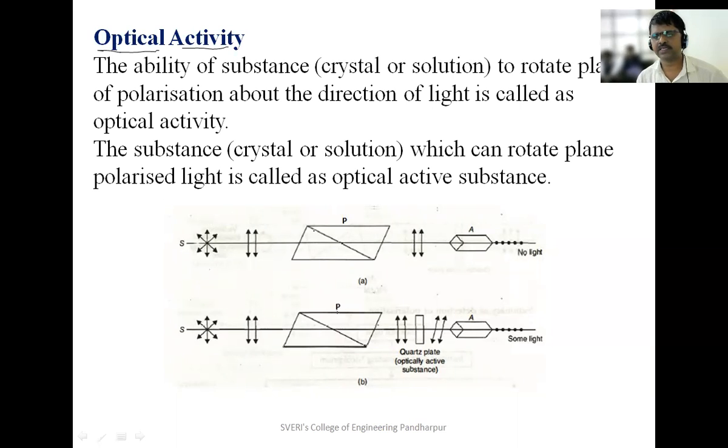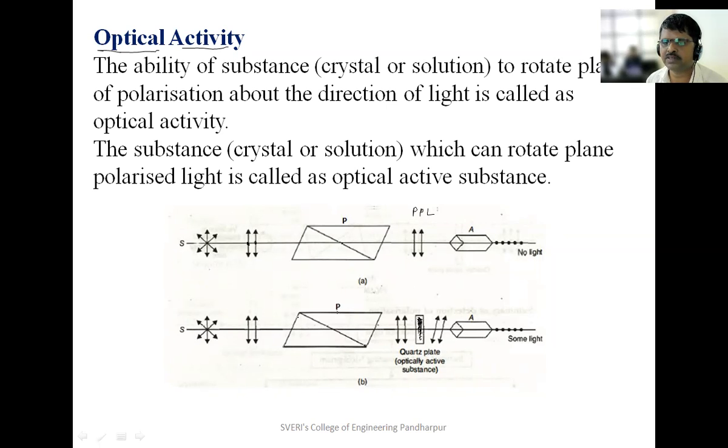Okay, listen please. This is unpolarized light. When unpolarized light passes through the polarizer, we get plane polarized light, the PPL. This plane polarized light then passes through this optical active substance.